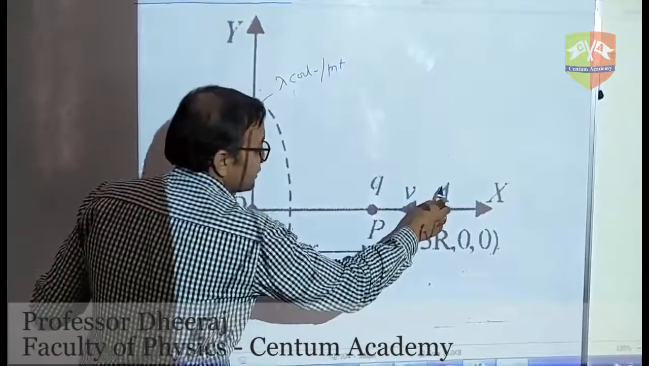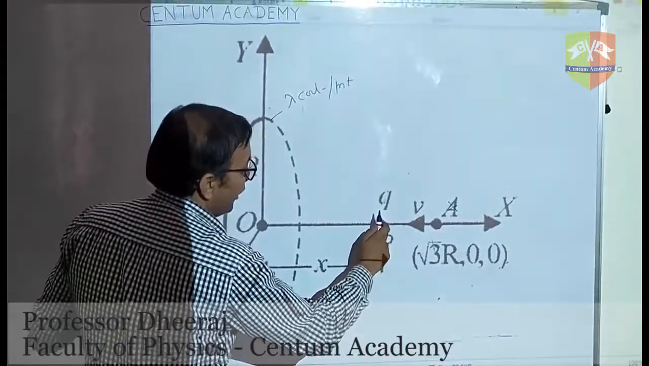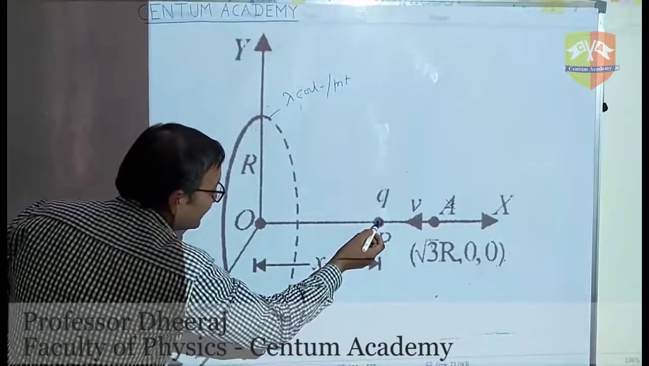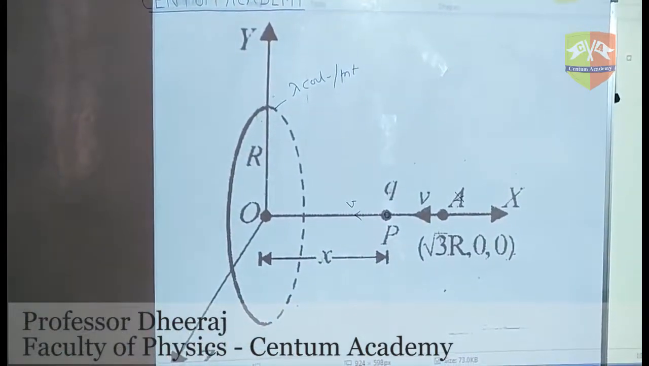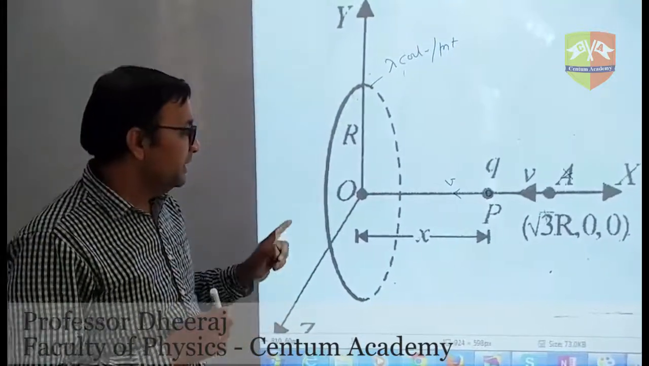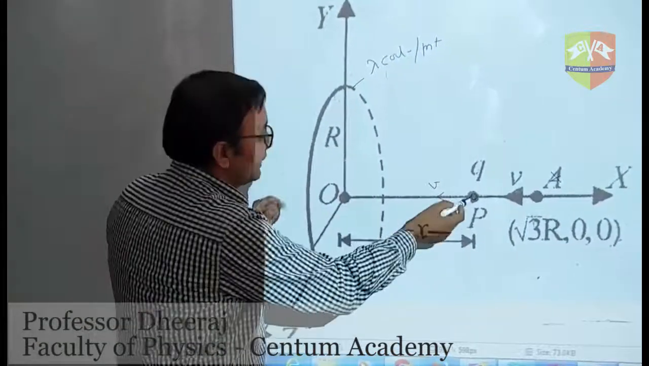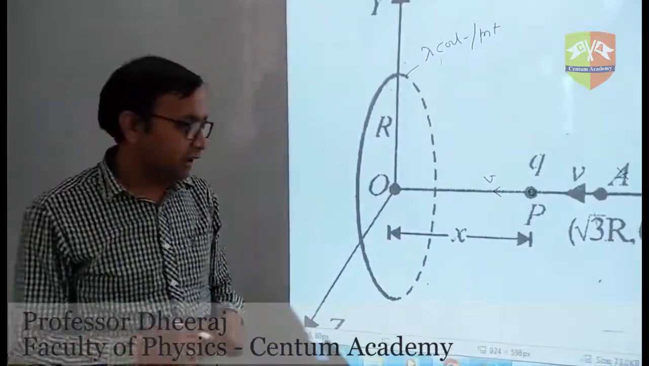Now this is wrongly put here. The charge is actually at point P. Now we have to project this charge with minimum velocity v so that it doesn't come back. Now why will it come back? It will come back because this is a positive charge and the ring also has a positive charge, so they will repel each other.